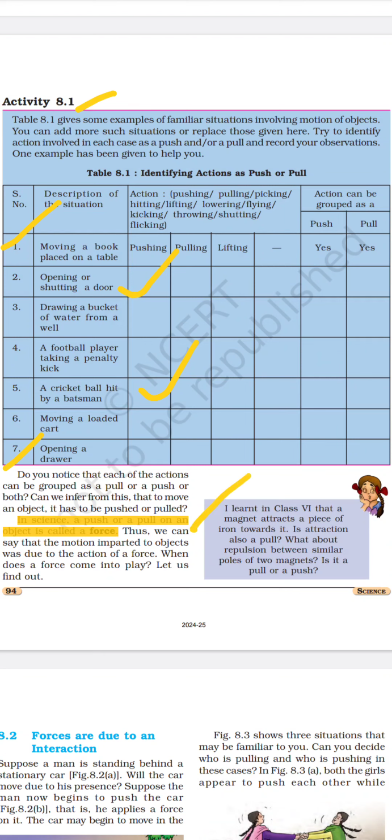Here, I learnt in class 6 that a magnet attracts a piece of iron towards it. Is attraction also a pull? What about repulsion between similar poles of two magnets? Is it a pull or a push?